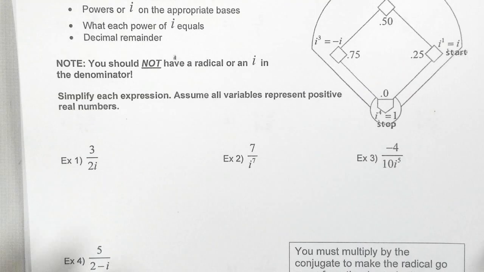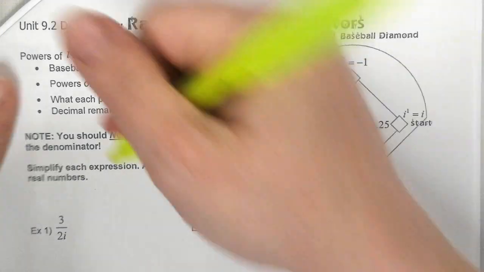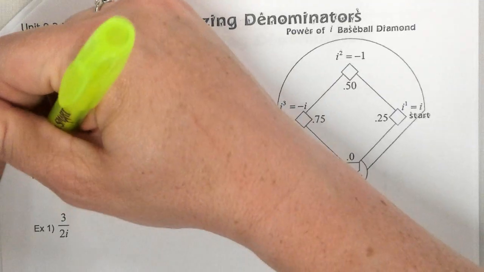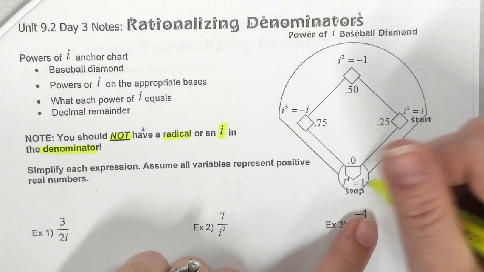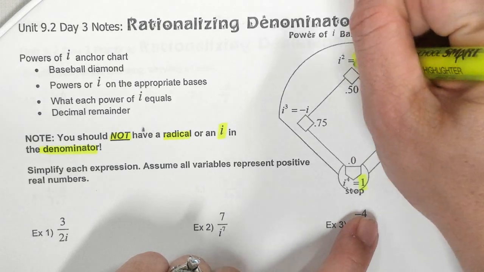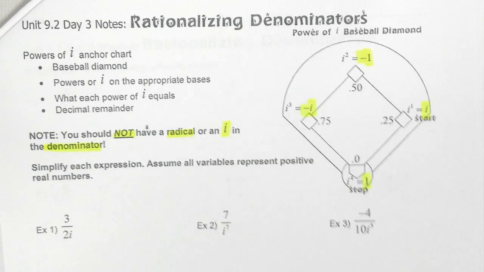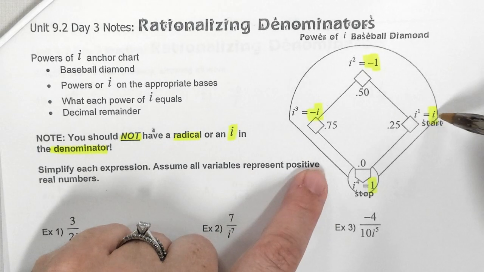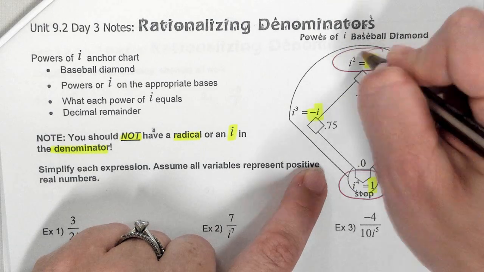So now we're dealing more with i. Okay, so this exact statement was on that other notes page. It says you should not have a radical or an i in the denominator. Yes? And we know that when it comes to i, we have 4 options. Okay, so knowing that, we know that today we're trying to get rid of i. So we don't want this one or this one because those are still i. We want this one and this one.